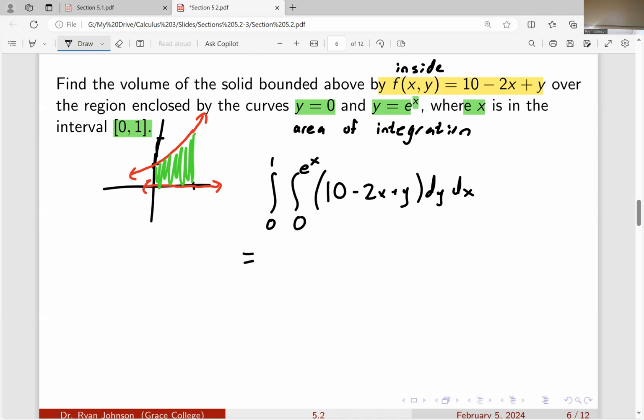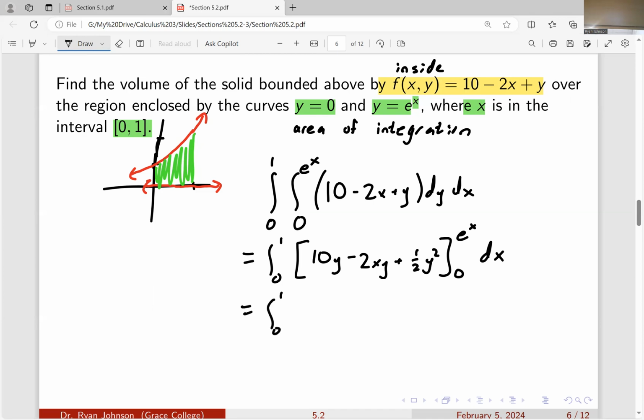So doing this integral, we integrate with respect to y, and we get 10y minus 2xy plus 1/2 y squared from 0 to e to the x, dx. Plugging in 0 doesn't give me anything, so let's focus on the e to the x's. Then this is 10 e to the x minus 2x e to the x plus 1/2 e to the x squared, which is e to the 2x, dx.